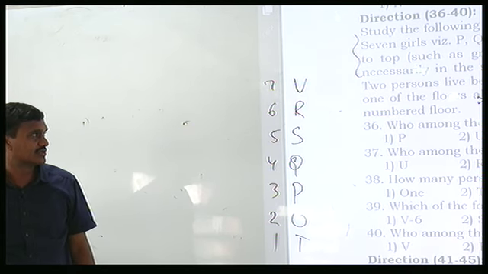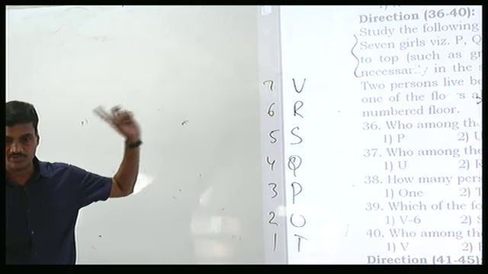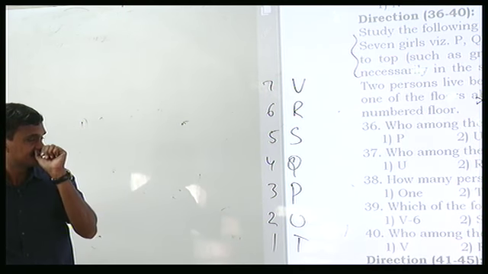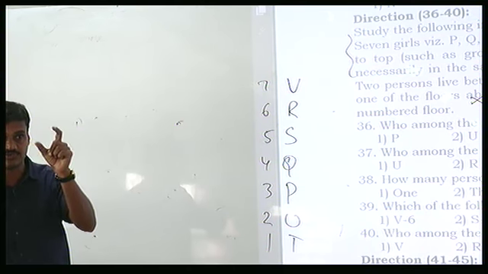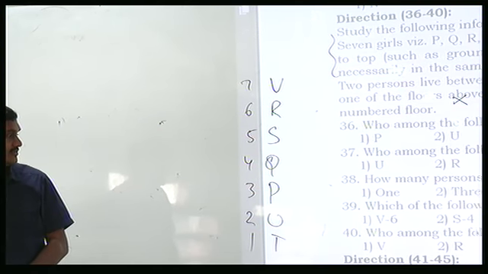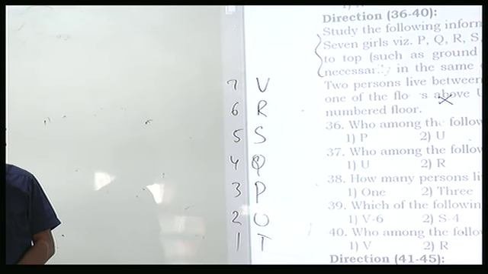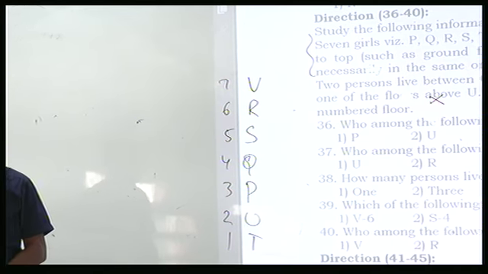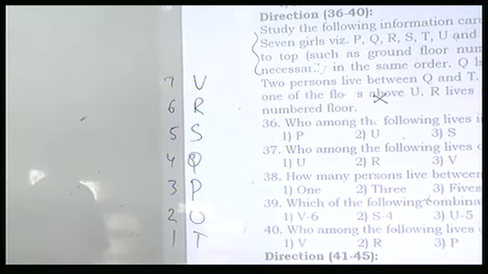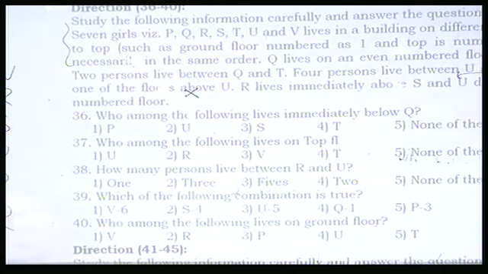Four persons in between U and V. V lives on one of the floors above U. V is above U. In the examination it is given between H and N; here it is between V and U, and this person lives on one of the floors above U. R lives immediately above S, and U does not live on an odd number floor. Fine.